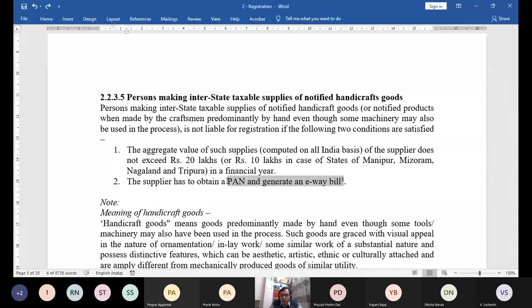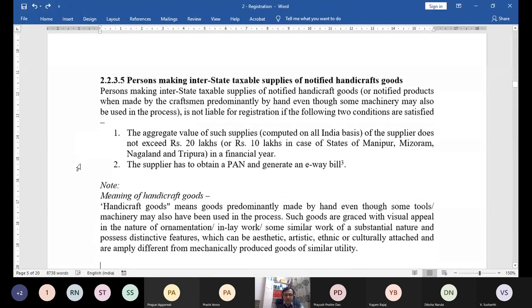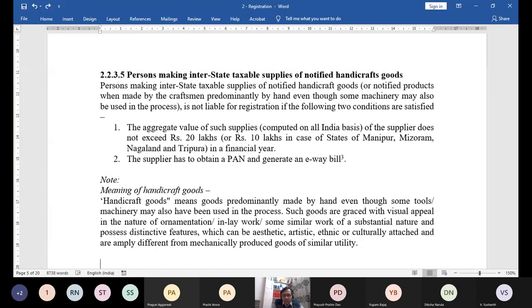I am a supplier of handicraft goods. I am supplying these interstate, not intra, interstate. My turnover does not exceed the limits and I am liable to apply for a PAN number and generate an e-way bill. If these conditions are satisfied, then also as a supplier of handicraft goods, I'm not supposed to take any GST registration. Please take the screenshot of this page also. Hurry up, please take the screenshot.